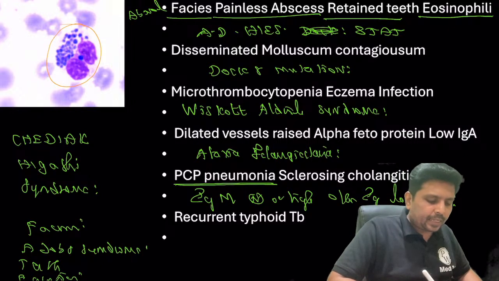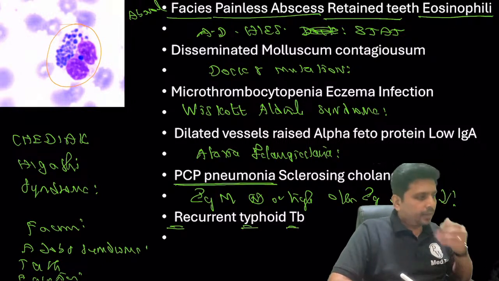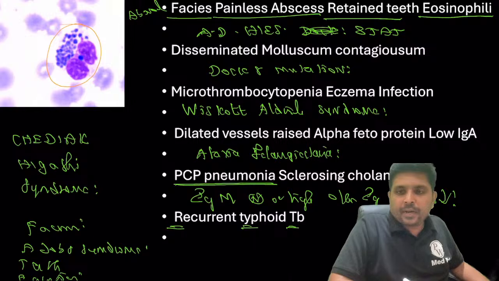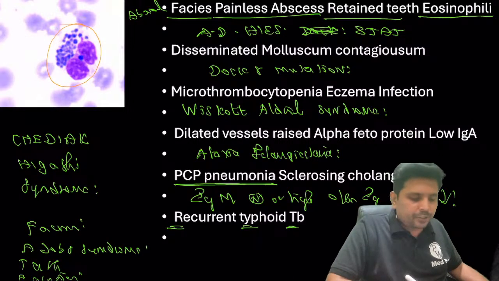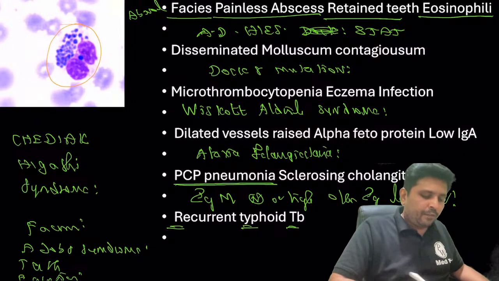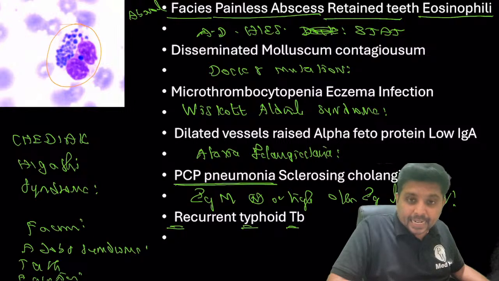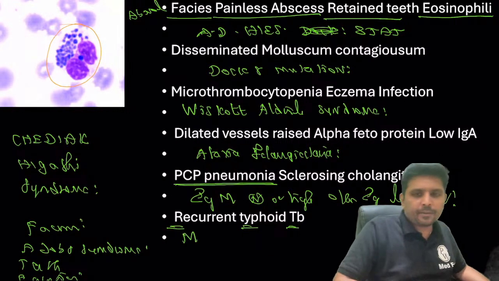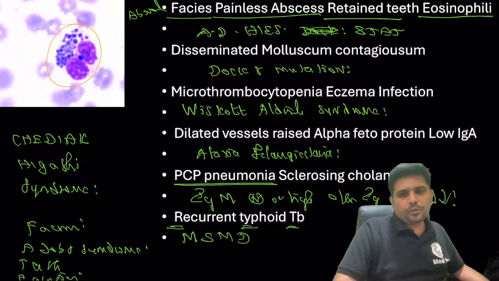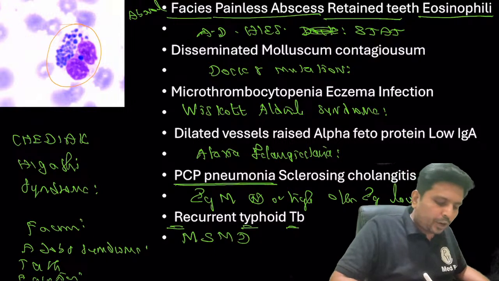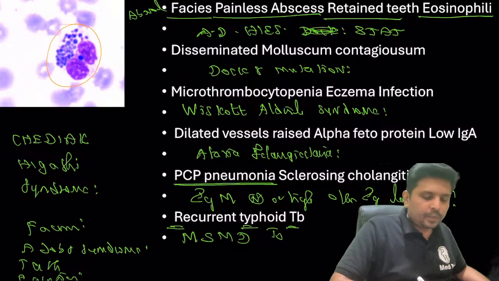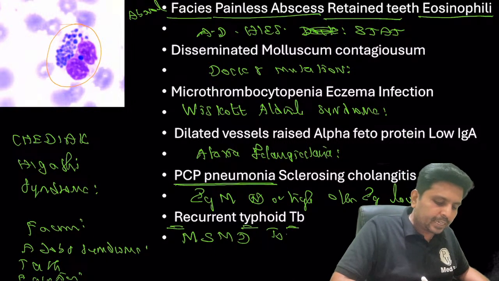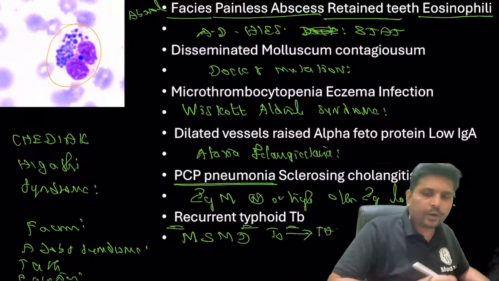And finally, the last one in primary immunodeficiencies. Whenever you have a child with recurrent typhoid or recurrent TB, it is Mendelian susceptibility to mycobacterial diseases. So what is this actually? Normally your T0, that is pluripotent T cells, will be converted into Th1.